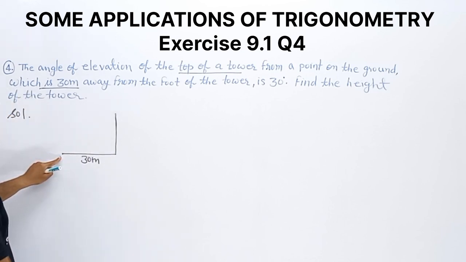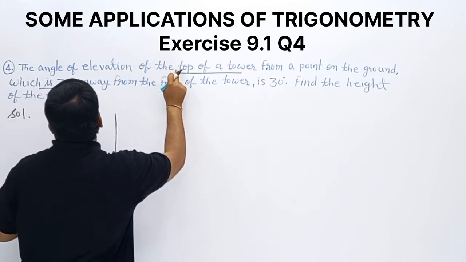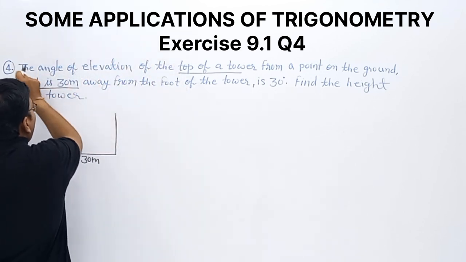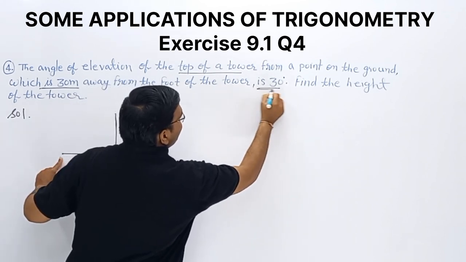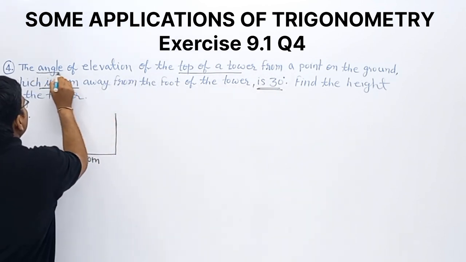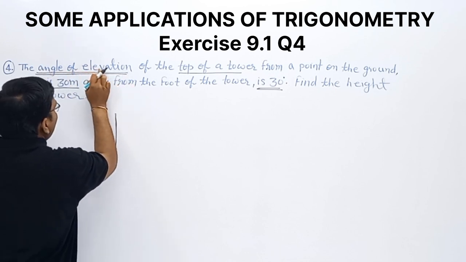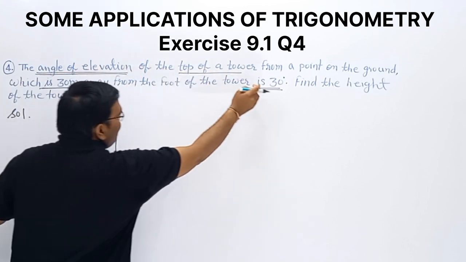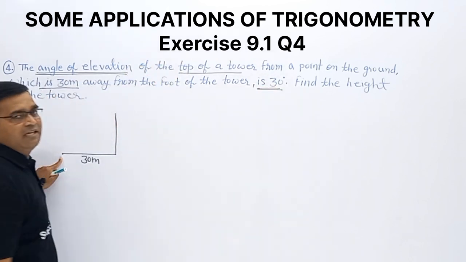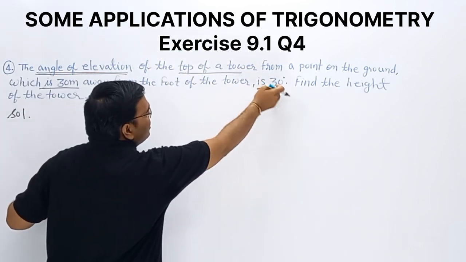Clear? So again I am reading: the angle of elevation is 30. I am doing this one. Angle of elevation, double line I am drawing. Angle of elevation is 30 degree.